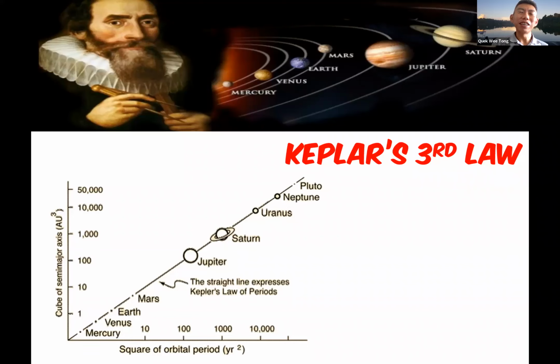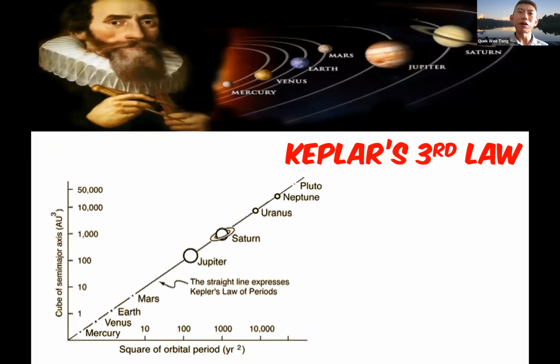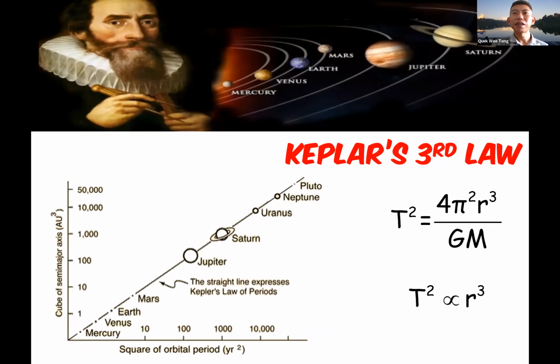So this is what you do in linearization. How do you know the previous equation is correct? You plot T squared against r cubed. If you see a straight line, then this equation is correct, and we got a straight line. Okay. This law has a name, Kepler's third law, and there are 3 laws. You can go and figure out which are the other 2.